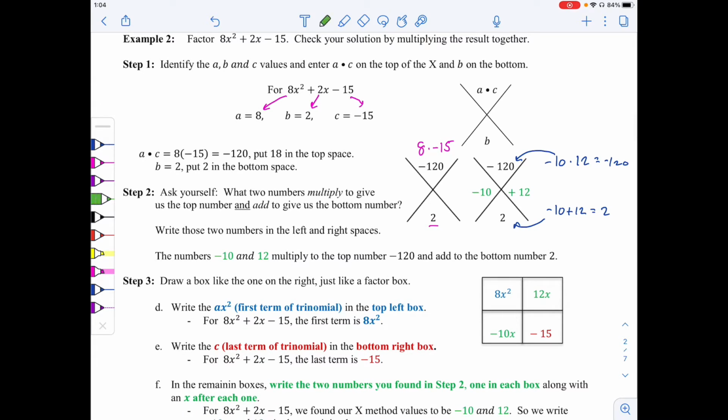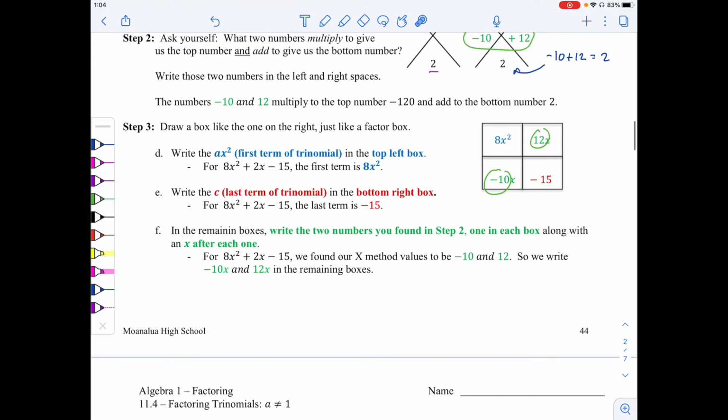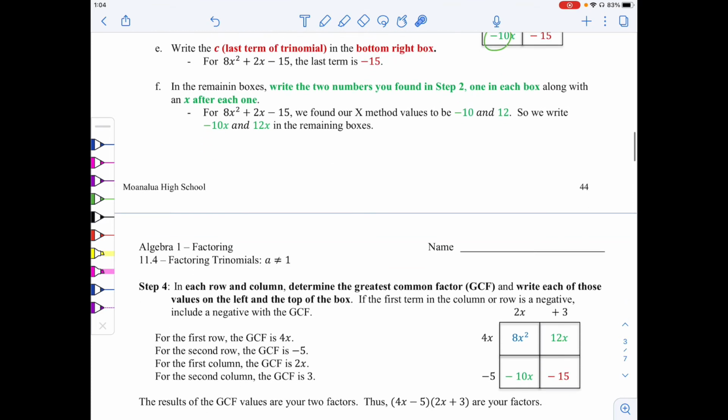So those are our two factors, negative 10 and 12. We put it in our box, negative 10 and 12 with the x. Again, our first term, 8x squared, goes in the first box, top box. Our last term, negative 15, goes right there. That's how we set up our box. And then we find GCF.